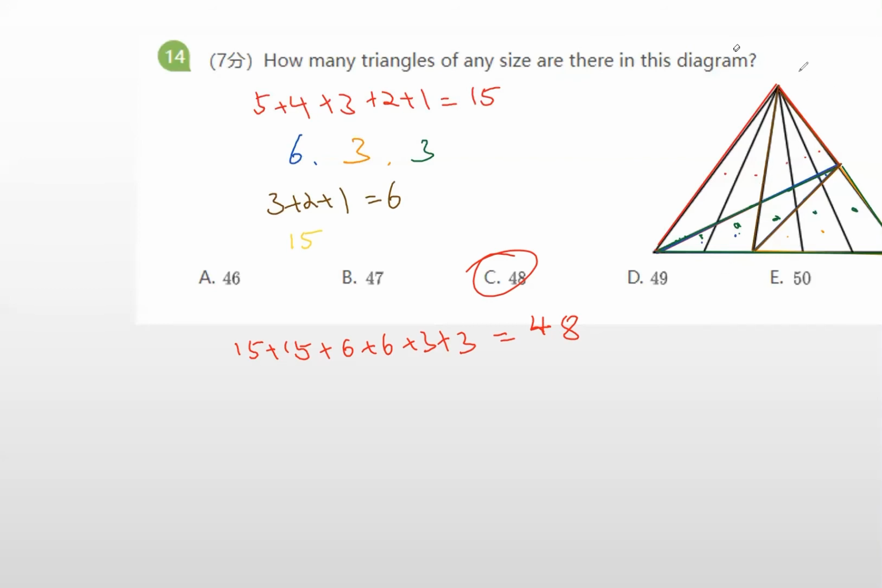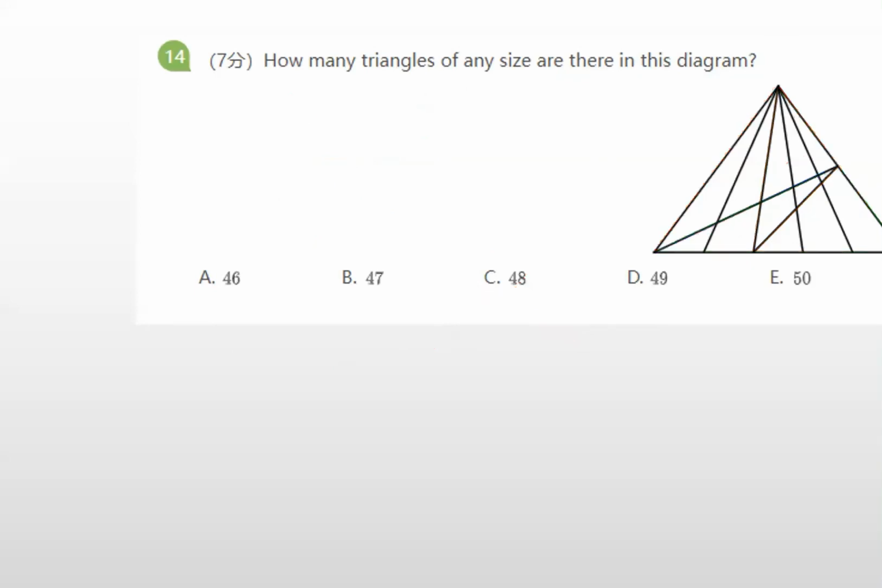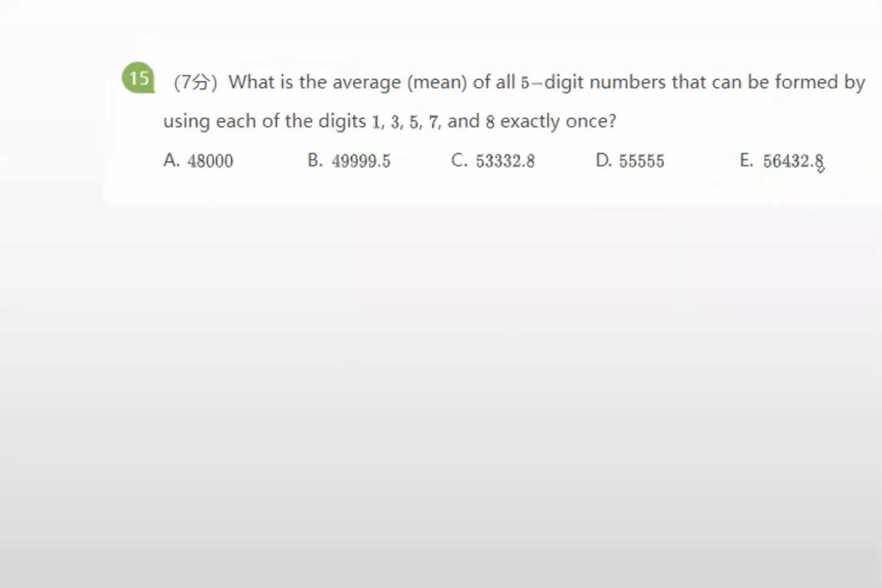Okay, that's this question, just counting triangles. Pretty fun, to be honest. Okay, here, this one, a bit hard. Our questions are getting harder. But this question is a bit hard, but half of you have got this one correct, which is very well done. So for this question, what is the average, or we can say the mean, of all five digit numbers that can be formed by using each of the digits 1, 3, 5, 7, 8 exactly once?